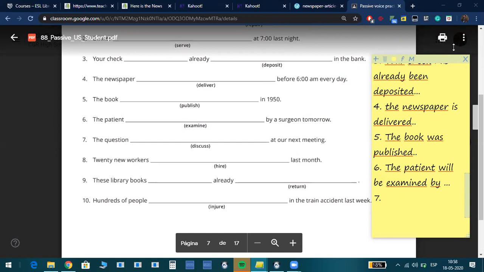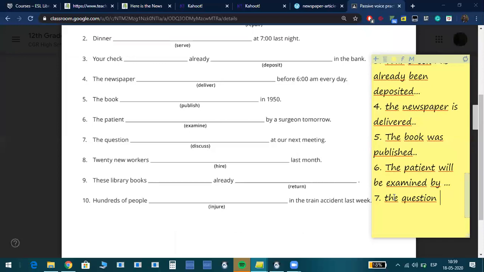Dania, can you help me out with the number 7, please? The question will be discussed the meeting next morning. So it's the same as Martina. Tomorrow and next is the future. Thank you. Daniel, can you help me with the number 8 too?